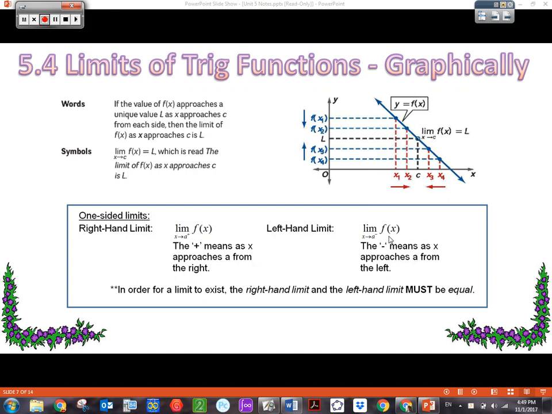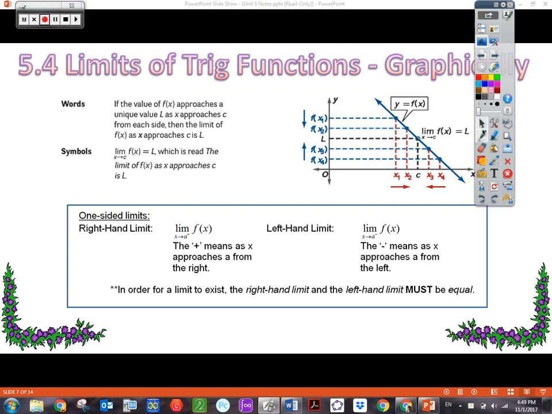Okay, let's take a look at today's lesson. Today we're going to be looking at a concept called limits. Very exciting concept. We use limits in calculus quite frequently. So let's talk about the words that we would use to explain limits and the symbols that we use here.